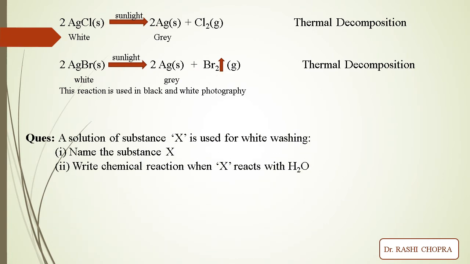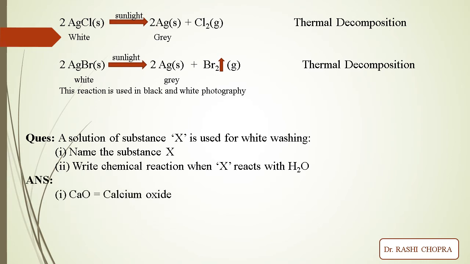Next, this question is asked in the NCERT: a solution of substance X is used for whitewashing. Name the substance X. We have done this in the previous session: substance X is calcium oxide, because calcium oxide when mixed with water gives calcium hydroxide, and for whitewashing that calcium hydroxide is applied over the walls and ceilings of your home. So the substance X is calcium oxide.